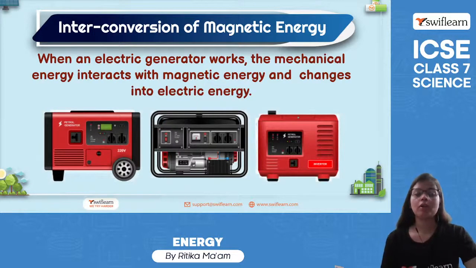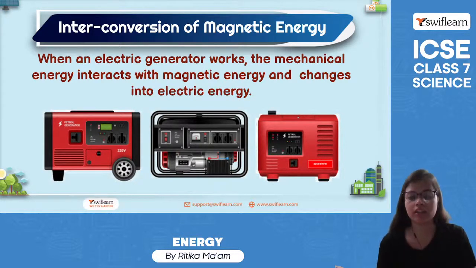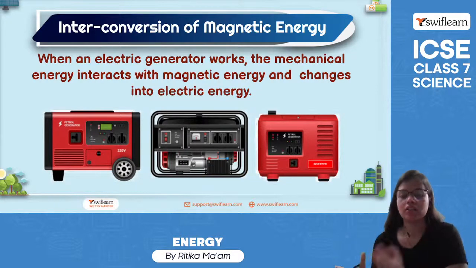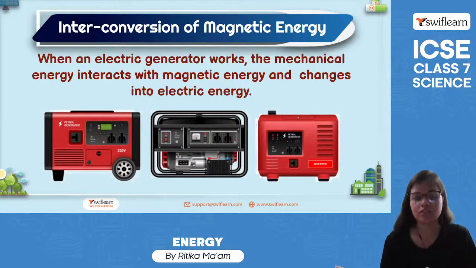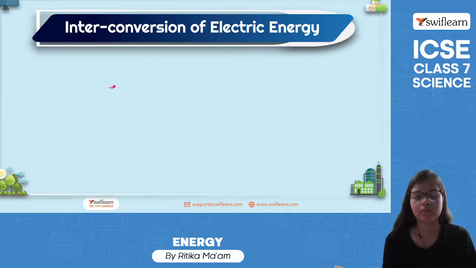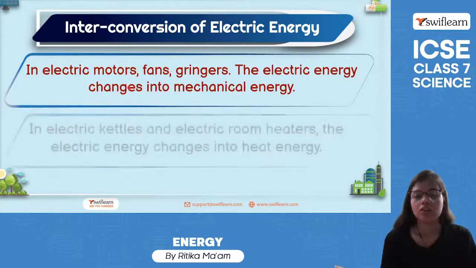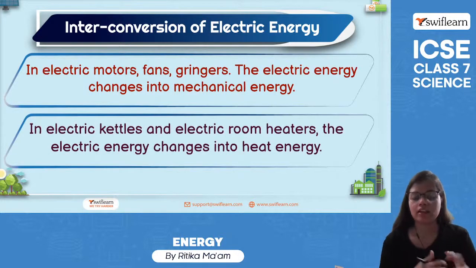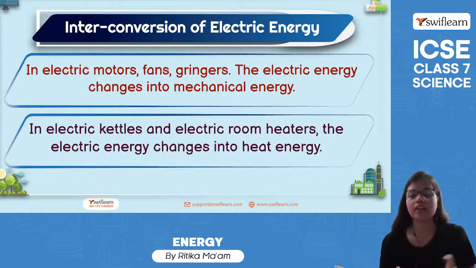Now talking about magnetic energy. In magnetic energy, talking about an electric generator, here mechanical energy is interacting with magnetic energy, and then it changes itself into electrical energy. Talking about our appliances like electric motors, fans, grinders, the electrical energy over here is changing into mechanical energy, and that is how we are able to drive these appliances.